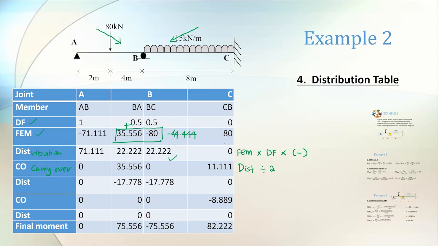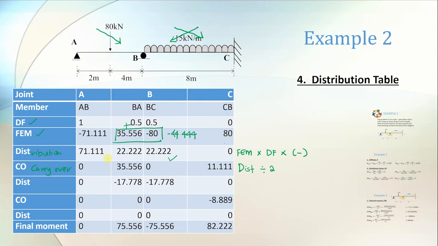Tak ada masalah. But when you want to carry outside, you must have a look at what support on the outside. So at the point A here, this is pin support, you cannot carry over. But for point C here, this is fixed support, so you can carry over the load to that support. So that's why you boleh bawa moment tu ke C, sebab fixed support boleh resist moment.